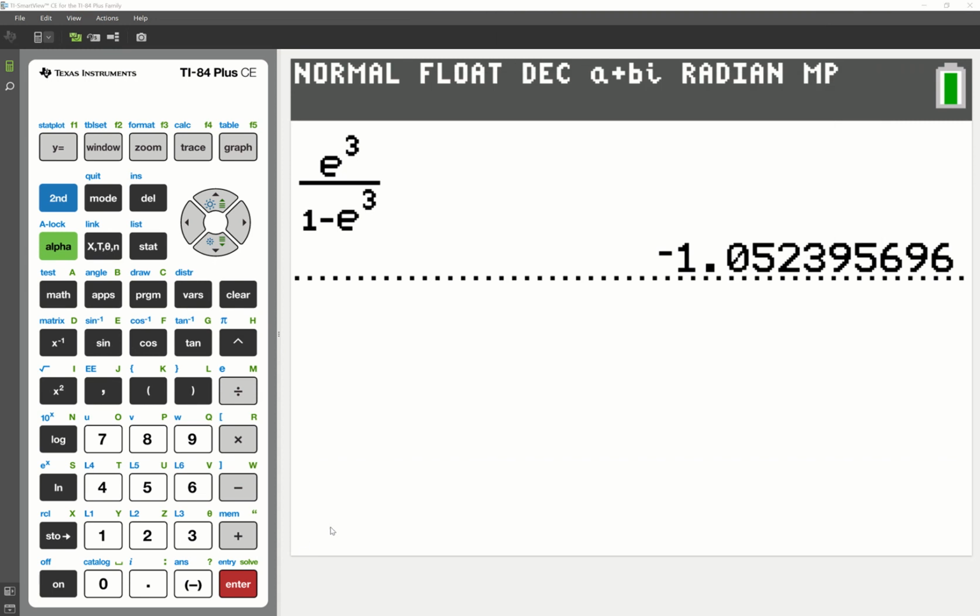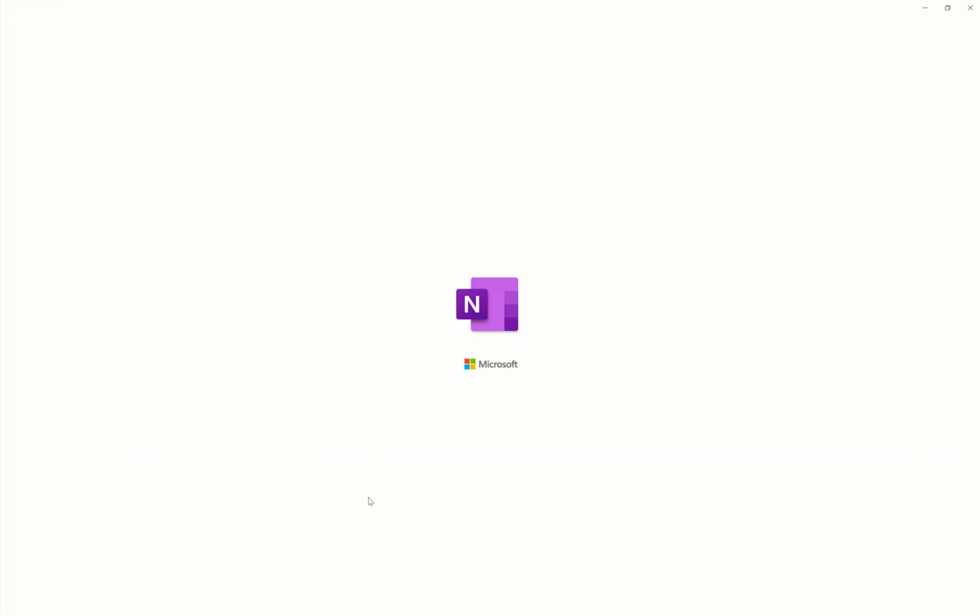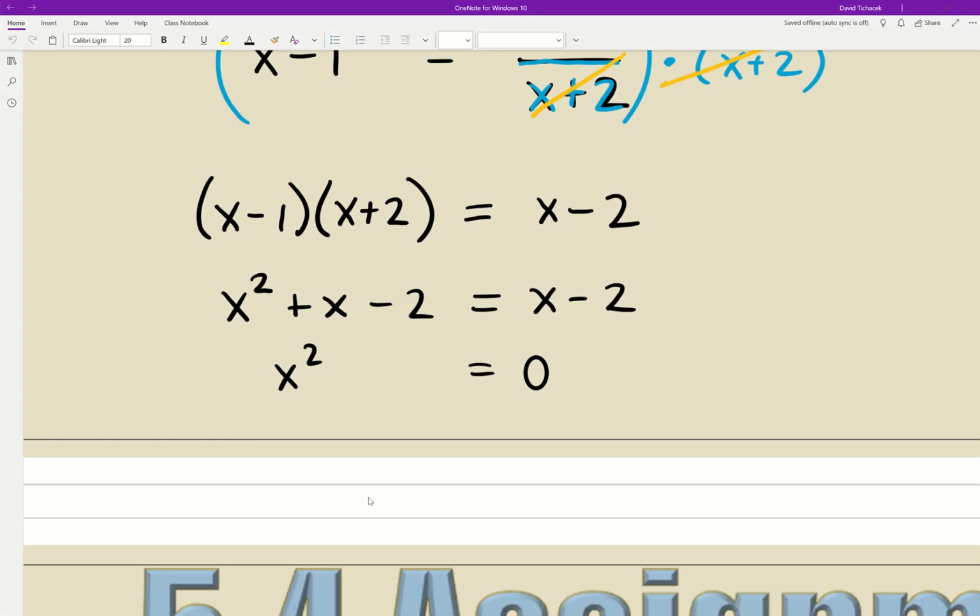And it looks like OneNote just crashed there for me, so let me go ahead and reopen that. And we'll get our final result written down. Okay, so x squared is equal to 0. So again, if we were to apply a plus or minus square root of both sides, we would find here that our final result is x is equal to 0.